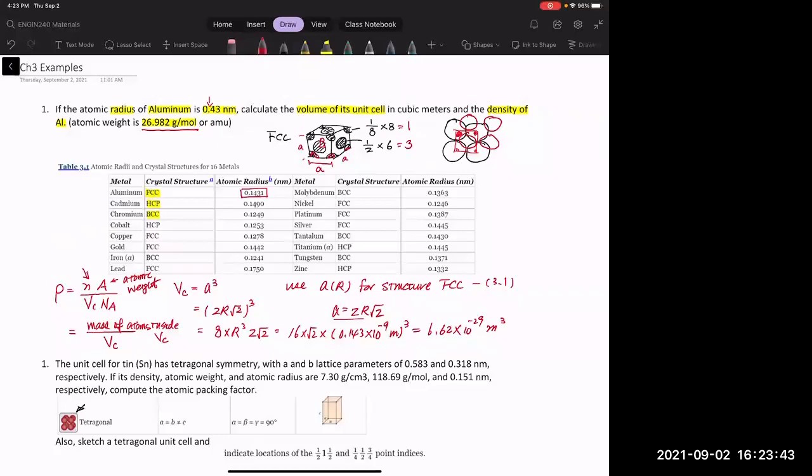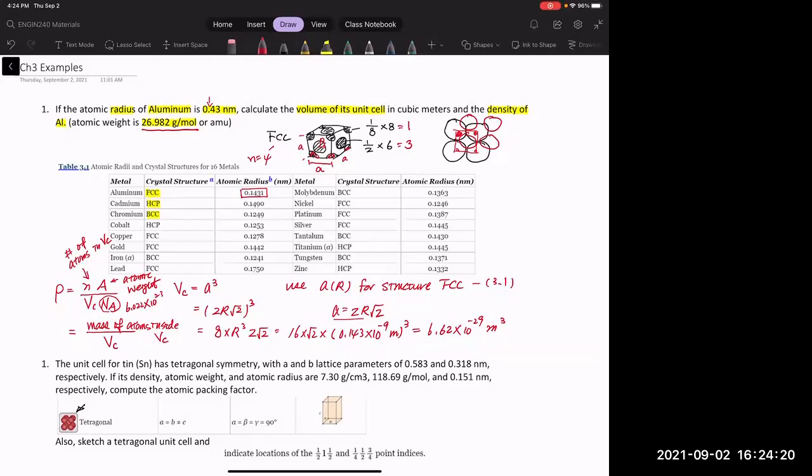So in total, inside of the unit cell, you have 4 atoms. So this is the number of atoms in V sub C, and in this case it is 4. FCC is equal to 4. V sub C is the one we just calculated. The N sub A is the Avogadro number, which is 6.022 times 10 to the 23.